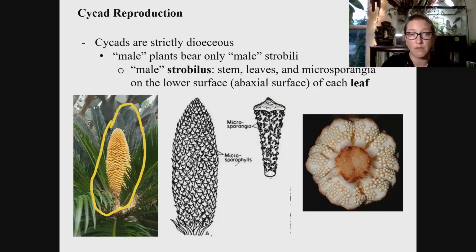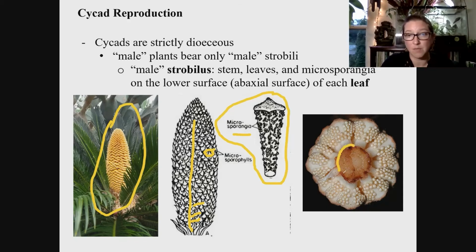If we look at a drawing of it, it's a stem, right? So there's a stem in here with all these tiny little leaves on it. Each of those tiny leaves bears sporangia. They bear microsporangia because they're going to make microspores. If we were to rip one of these tiny leaves off, this is what it looks like, and all these little dots on the bottom side of the leaf are the microsporangia. Here's what it looks like in real life.